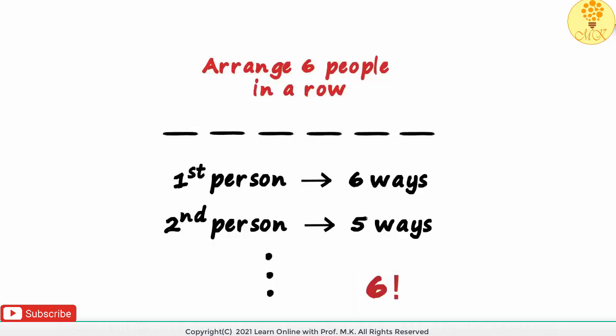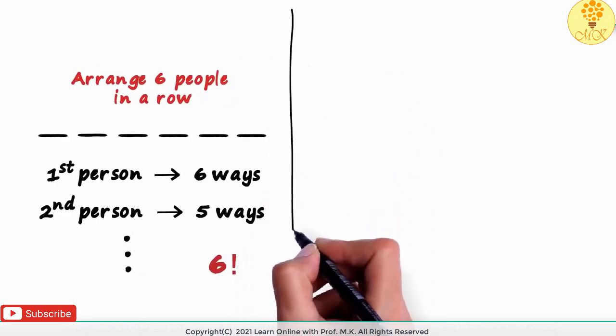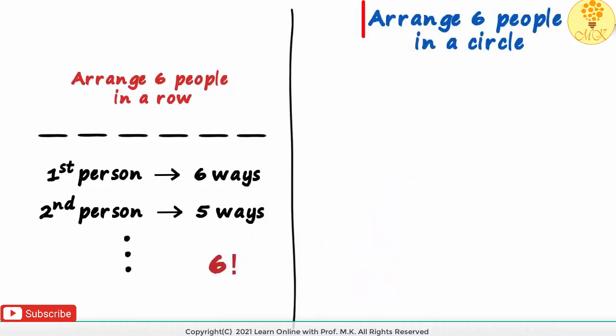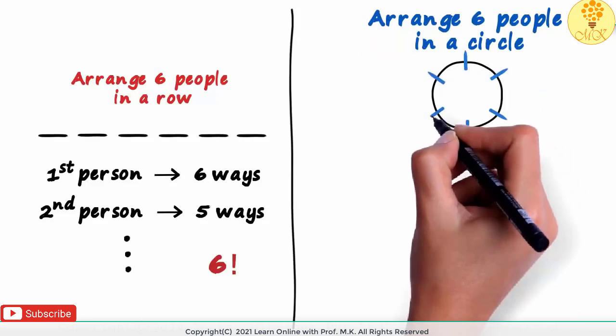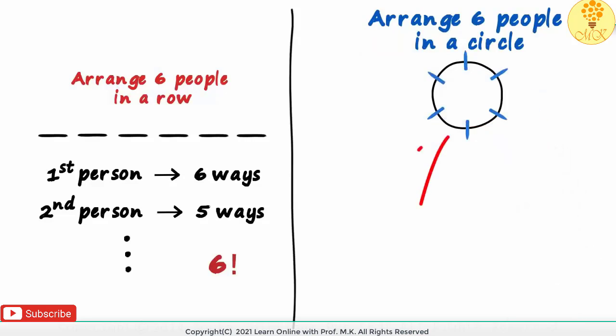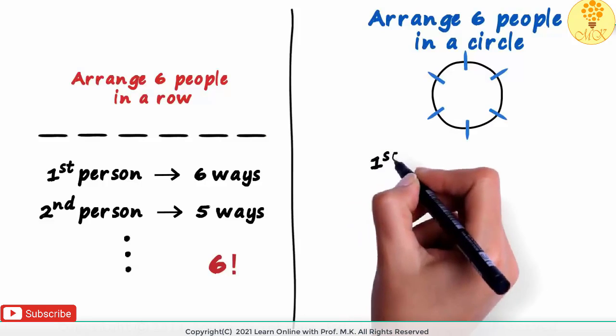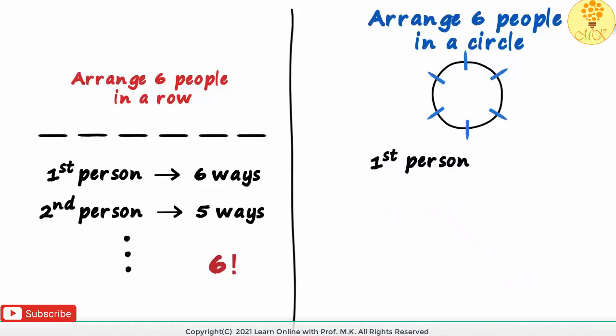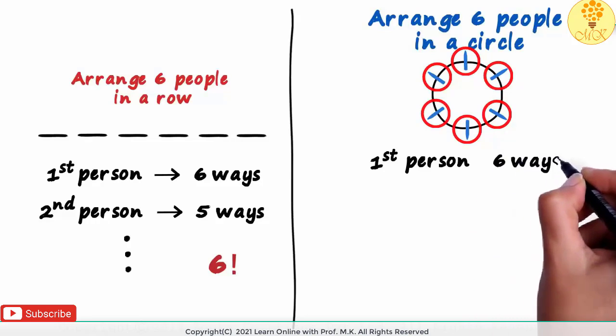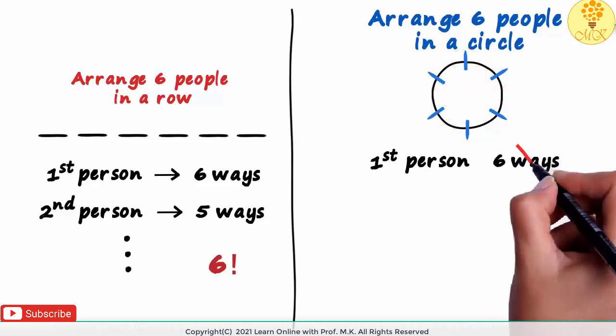Now that we know this, let's move on to the circular arrangement case. In how many ways can we arrange 6 people in a circular fashion? Let's draw a circle. Assume it's a circular table with chairs around it. 6 people can be seated like this. Now let's follow the same approach to get to the answer. In how many different ways can the first person be seated here? It's simple, don't worry. As there are 6 chairs around the table, the first person can be seated in 6 different ways. Correct? No, it's not correct.